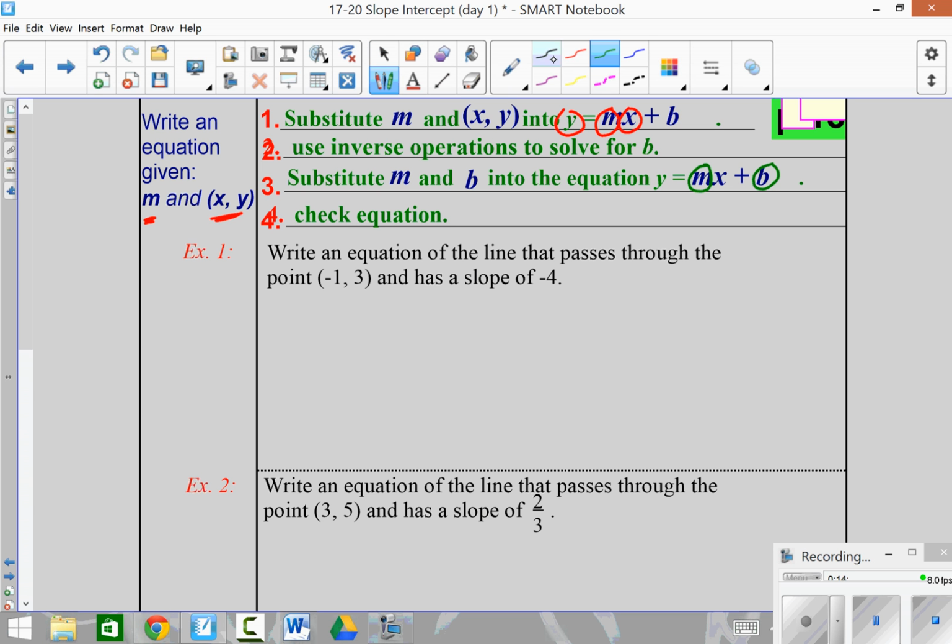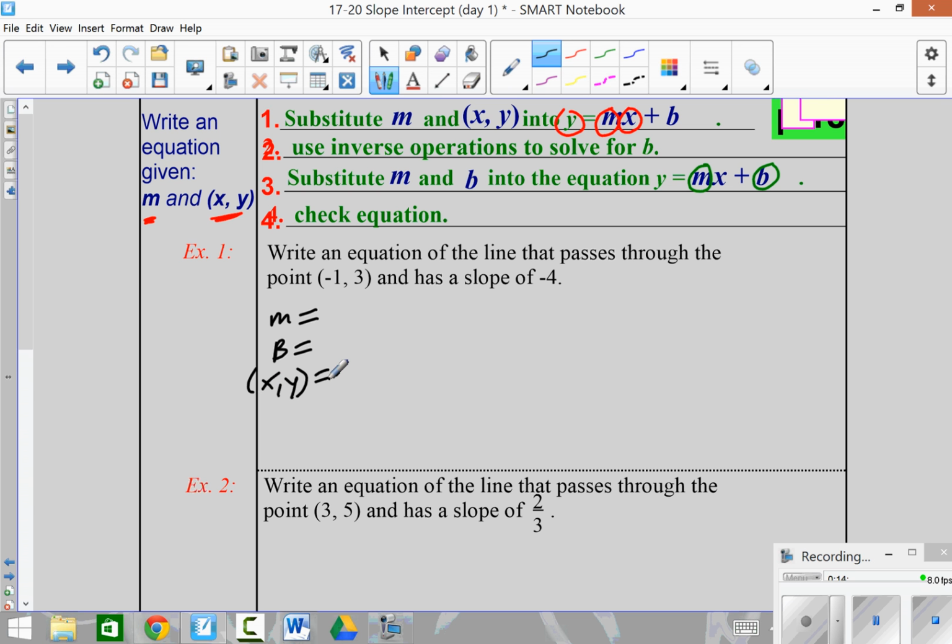Okay, so let's take a look. First example, write an equation of a line that passes through the ordered pair (-1, 3), and has a slope of -4. So what we're going to do right now, I'm going to teach you a way to organize your work here, is I'm going to have you write the 3 parts of y equals mx plus b down into a key here. So in other words, m, the b, and we have the ordered pair.